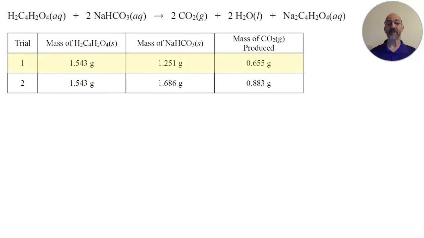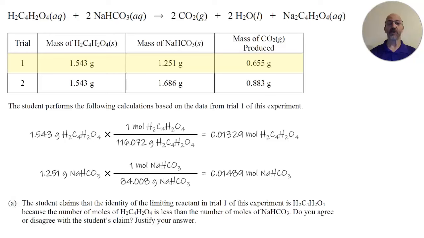And the reason why I'd like to focus my attention on trial 1 is because of this first question in part A. So it says the student performs the following calculations based on the data from trial 1 of this experiment. So they took 1.543 grams of maleic acid and they converted from grams to moles. And then they took 1.251 grams of sodium bicarbonate and converted from grams to moles. So now they have two different numbers. They have moles of maleic acid and they have moles of sodium bicarbonate.